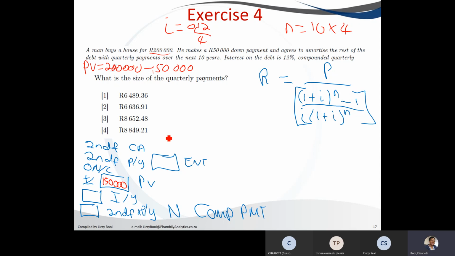And this is our compounding period. Our interest is 12, and it's for 10 years. And when we compute, what value do you get? I got option 1, which is 6489.36. Yes, that is correct.